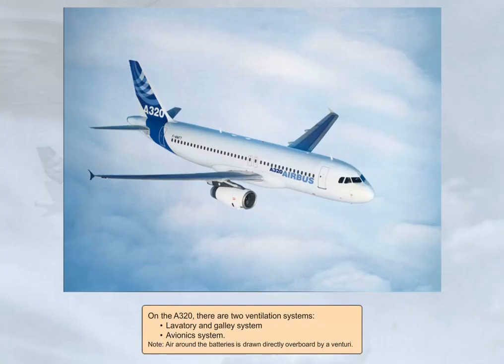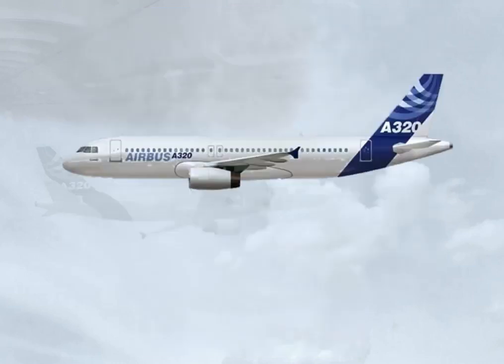On the A320, there are two ventilation systems: the lavatory and galley system, and the avionics system. Note: air around the batteries is drawn directly overboard by a venturi. The lavatory and galley system is fully automatic.